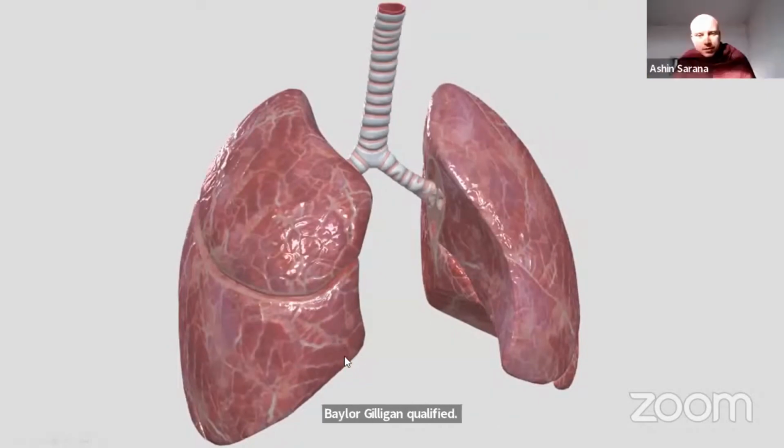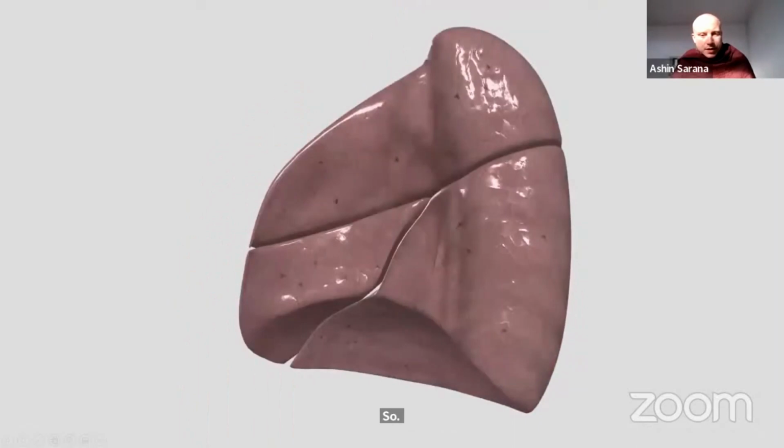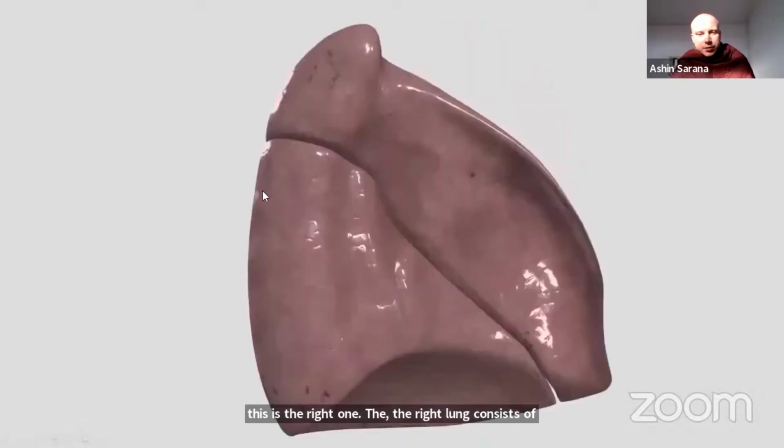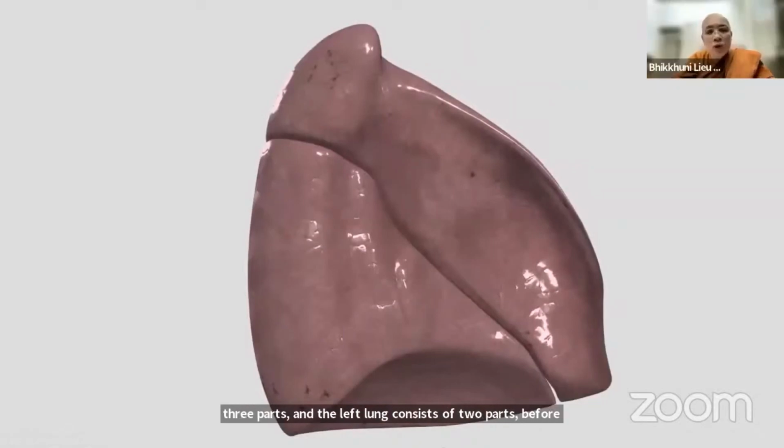So this is the right lung. The right lung consists of 3 parts, and the left lung consists of 2 parts. Cái phổi bên phải, nó gồm có 3 phần, và phổi bên trái thì gồm có 2 phần.